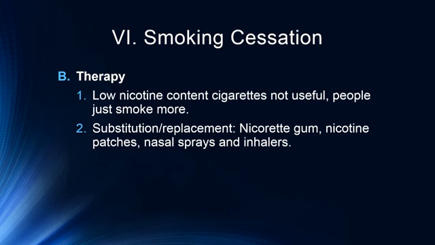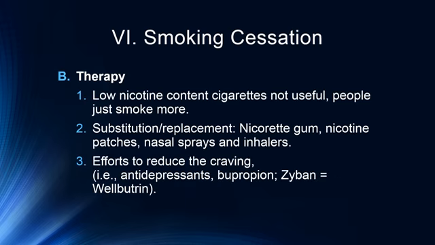Substitution or replacement of nicotine by things like Nicorette gum, nicotine patches, nasal sprays, and inhalers are difficult because trying to match the dosage of nicotine is very difficult. People are very expert at their ability to get exactly the right amount of nicotine when they smoke. They inhale a certain amount, they hold it in for a certain amount of time, they smoke the same brand of cigarettes all the time, and so they are really good at regulating their own nicotine content. And so trying to replace that with some other way is very difficult.